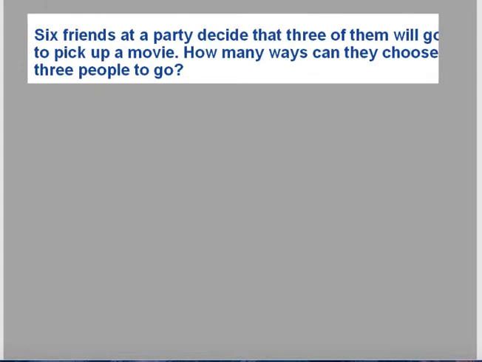All right, let's look at another example. 6 friends at a party decide that 3 of them will go pick up a movie. Same idea, so we're just practicing with our combination problem. How many ways can they choose 3 people to go? Again, the order doesn't matter, so this is a combination, and we are picking 3 out of 6 people to go. So we're going to have 6 factorial over 6 minus 3, which is 3 factorial, and divide that by 3 factorial.